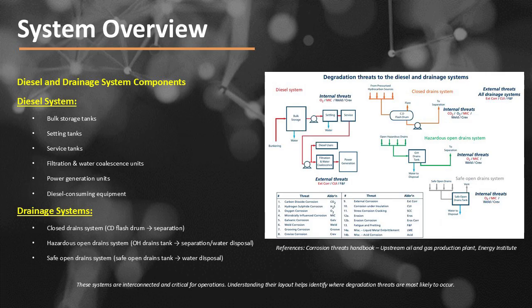The first is diesel system, includes bulk storage tanks, setting tanks, service tanks, filtration and water coalescence units, power generation units and diesel consuming equipment. The second is drainage systems. Closed drain systems such as CD flash drum for separation, hazardous open drain system, OH drains tank for separation or water disposal, and safe open drain system or safe open drains tank for water disposal.